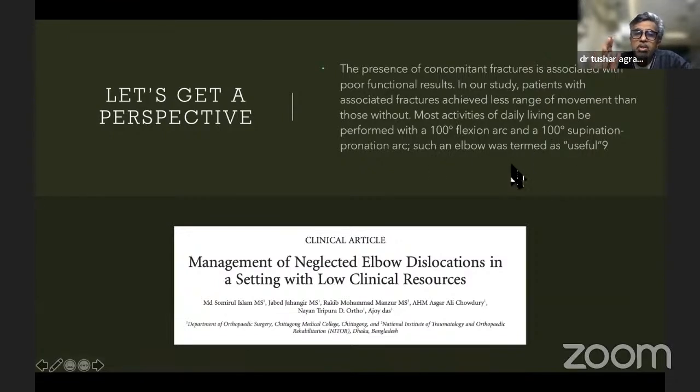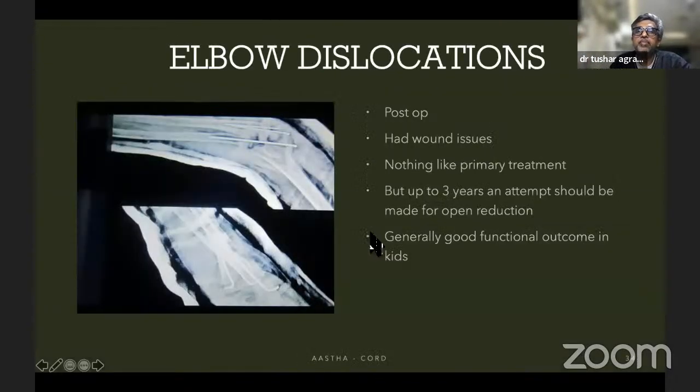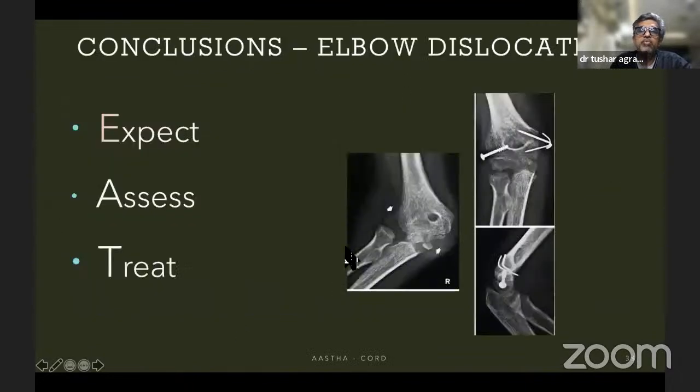So what is our aim of treating any stiff elbow in today's session? You should say in the exam, I would like to give a 100 degrees functional arc, 100 degrees arc in the flexion extension range and a 100 degrees arc in the pronosupination range. So this was the post-op of that particular patient whom we just saw.